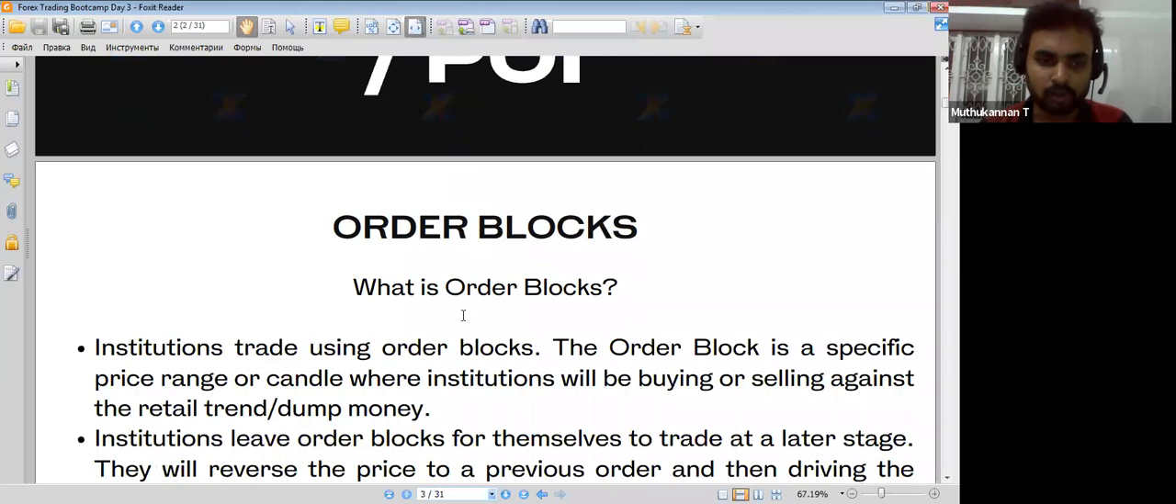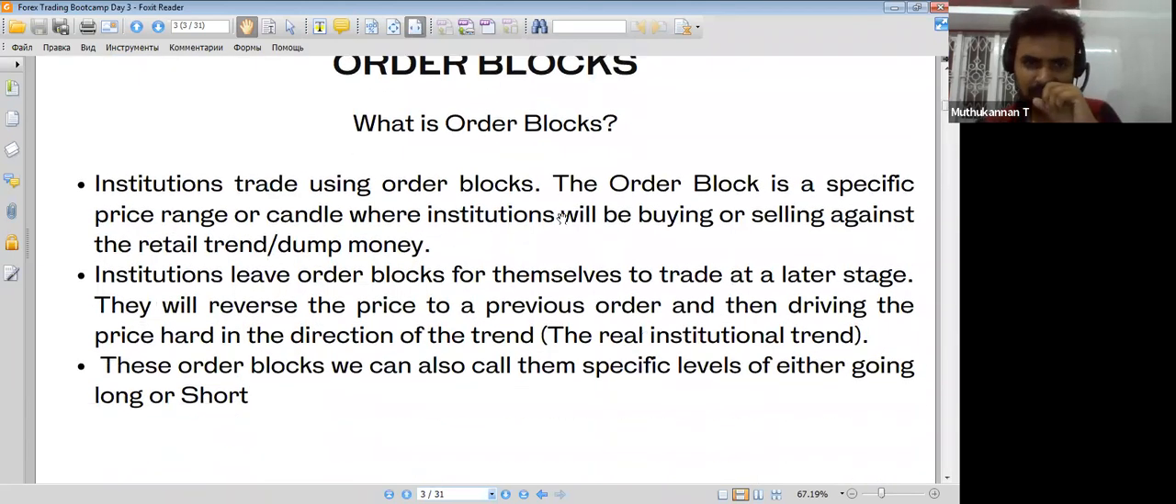Now, what are order blocks? Institutions trade using order blocks. The order block is a specific price range or candle where the institutions will be buying or selling against the retail trend or the dumb money. You know what dumb money is? We are dumb money. Okay, they are smart money, we are dumb money.